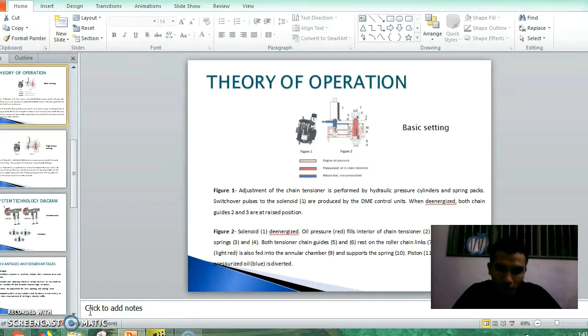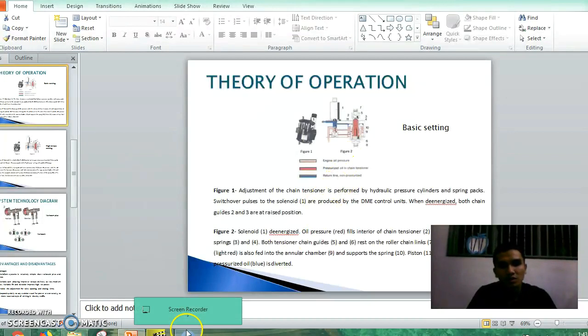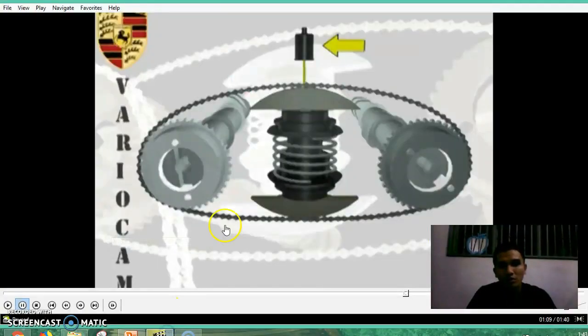I will explain the theory of operation of the Variocam system. On figure 1, we can see the outside of the Variocam system. Here is the explanation about the basic setting of the outside components. On figure 2, there is an explanation about the inside of the system on the basic setting. To make it easier to understand, I will explain using this video.